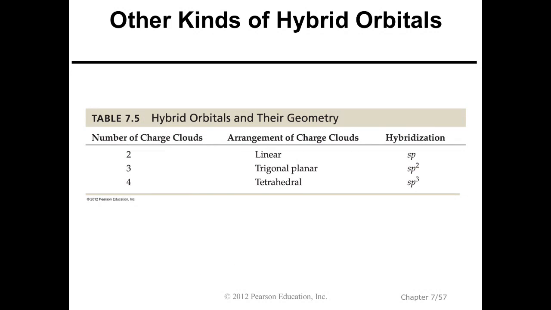So if you have sp3 hybridization, it will be tetrahedral. If you have sp2, it's trigonal planar, and then sp is linear.